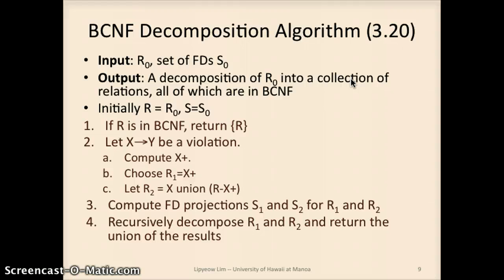Now the book provides a very nice algorithm, which is a sort of detailed version of the intuition that I just told you, and you should look at what this does. Whenever you consider a violation, you compute the attribute closure of the left hand side, and then you choose that as your decomposed relation. X is going to be the key for R1, and then you're going to find R2, which is X union R minus X plus. Then you compute the FD projections, then you recursively decompose R1 and R2 and return the union of the results.